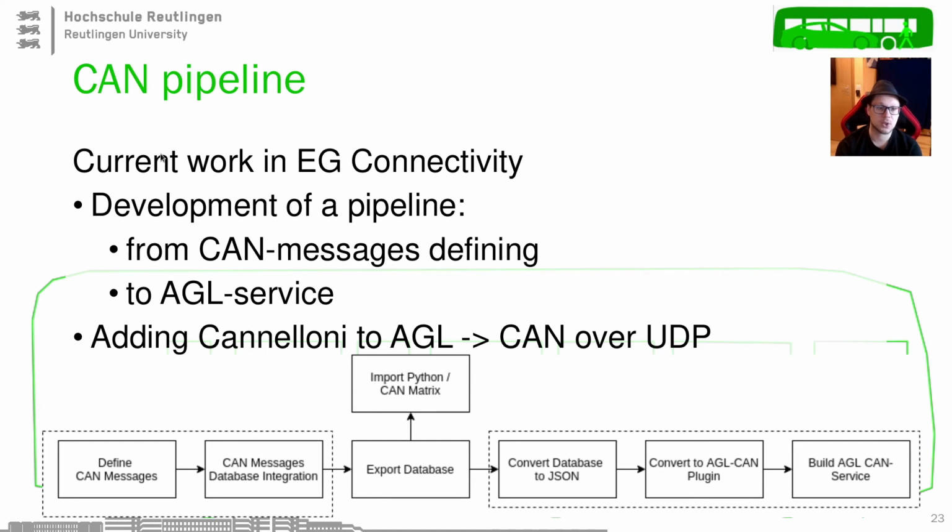And for that we have software that defines CAN messages, and then we build the CAN database. We export that database and can use it with an import by Python in the software, for example PySim to CAN or different software. The second time we use the exported database is to convert that database to a JSON file. That JSON file we convert to an AGL CAN plugin, and with that plugin we build an AGL CAN service. What we also did was adding cannelloni to AGL to have CAN over UDP. I will come later to that to show you why we need it.